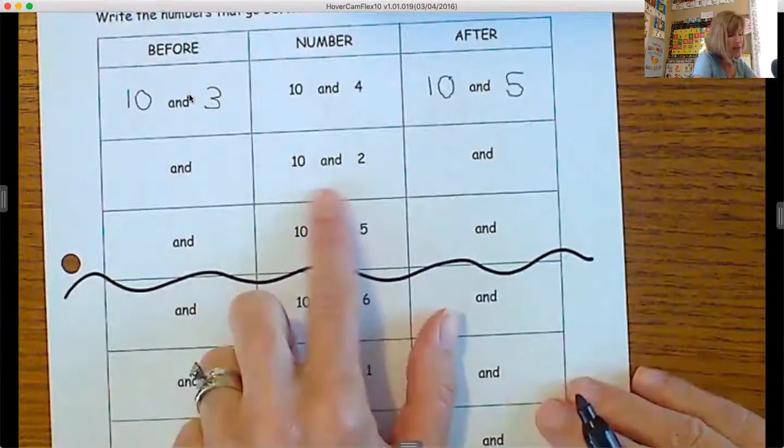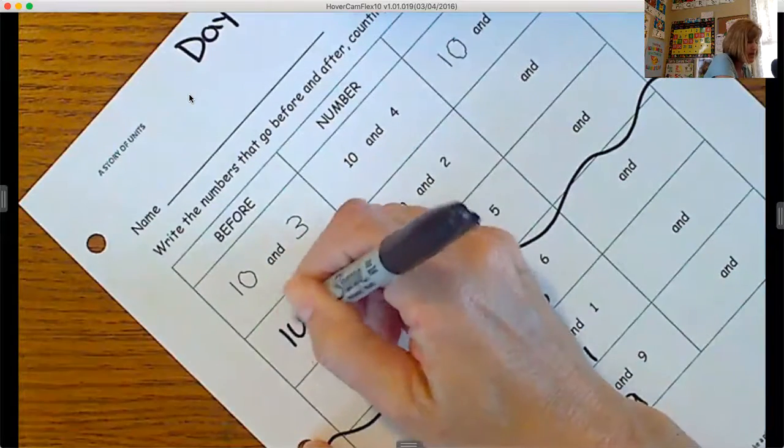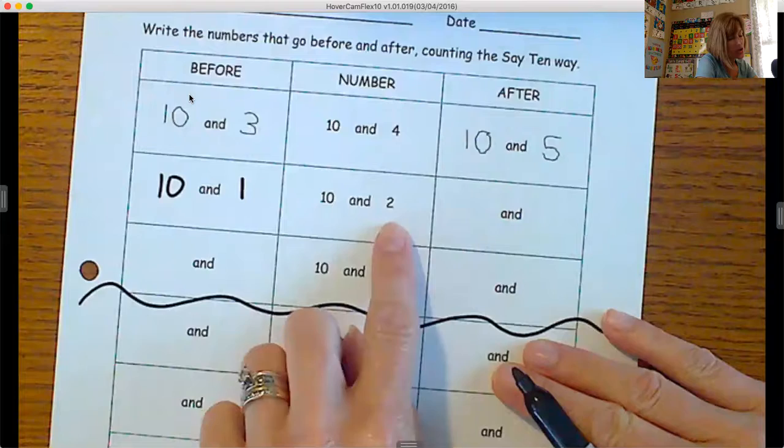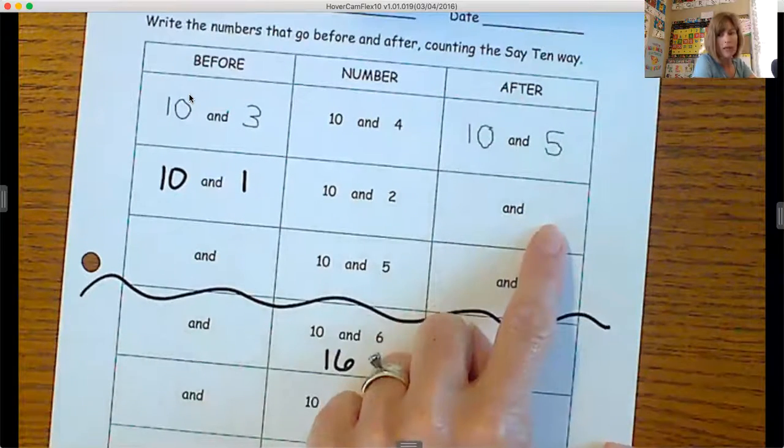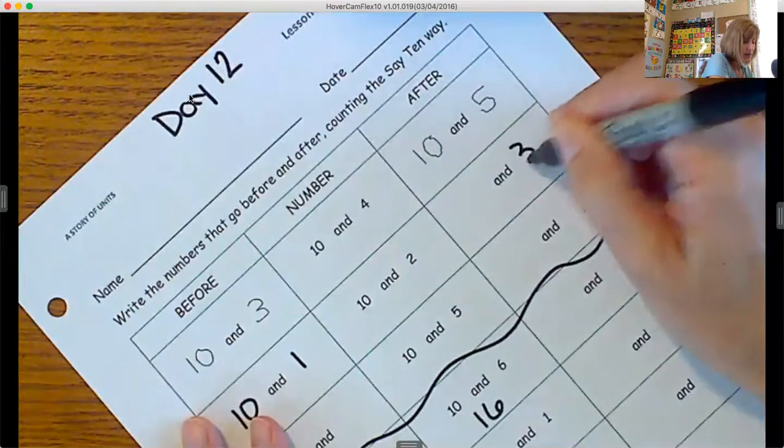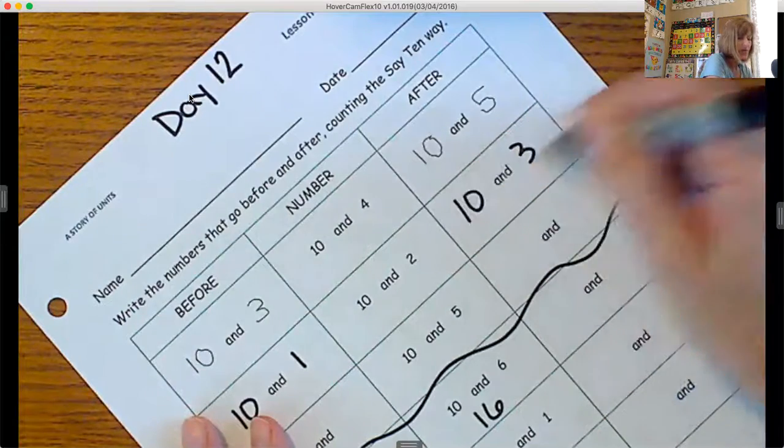So here I have 10 ones and 2 ones. So here I would have 10 ones and 1 one. So 1, 2, what number do you think would go there? Yeah, a 3. So it'd be 10 ones and 3 ones.